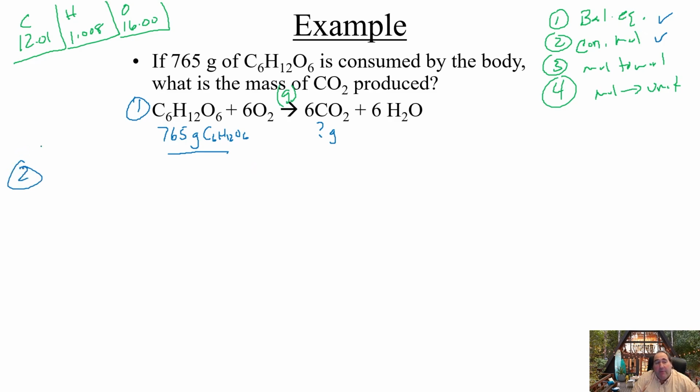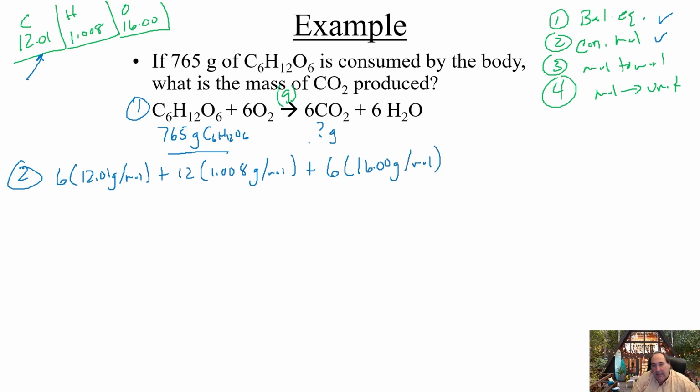Reminder here, to do that, we will have to go to the periodic table and figure out the molar mass of our C6H12O6. So doing that, there are 6 carbons, each at 12.01 from the periodic table. There are 12 hydrogens, each at 1.008 from the periodic table. And lastly, there are 6 oxygens, each at 16 from the periodic table. Doing all that together, that's looking like 180.2 grams per mole.